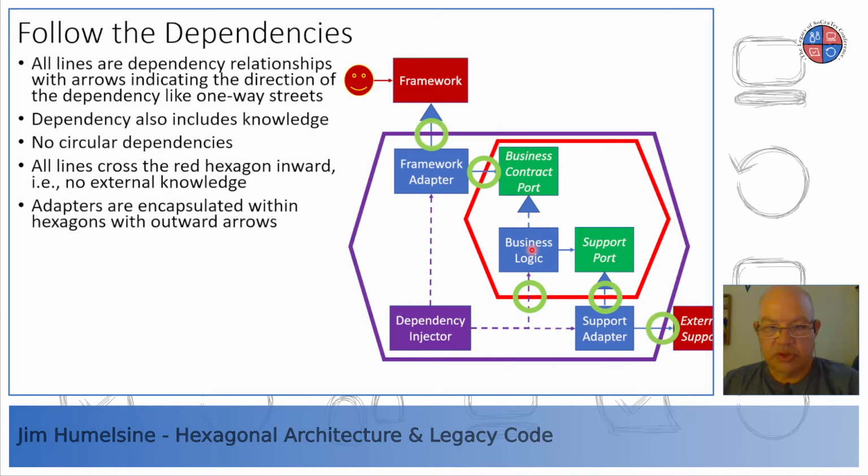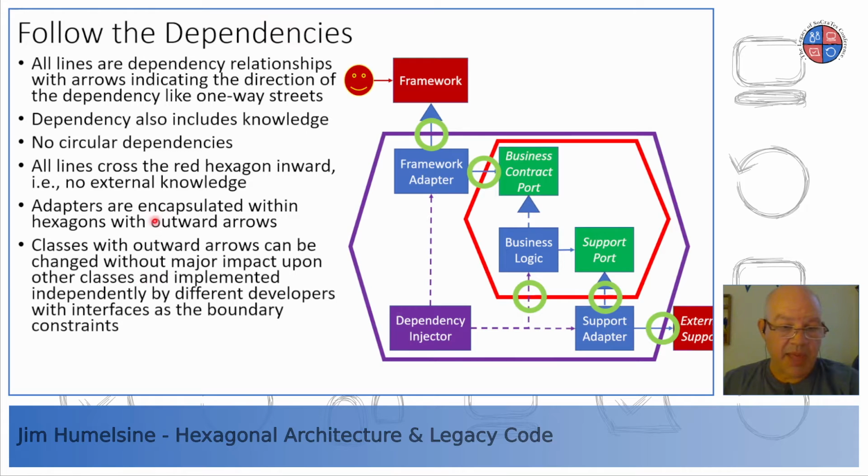The adapters have mostly arrows pointing out. That means nothing really depends upon them, so we can swap adapters out relatively easily. So if we want to move from an external support that was a database to one that's a microservice, we would have to change our adapter, but we would not have to change the rest of the system. Classes with outward arrows can change without major impact. That's what I just said.